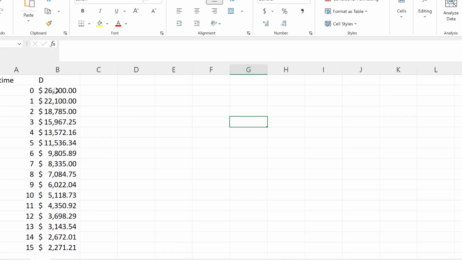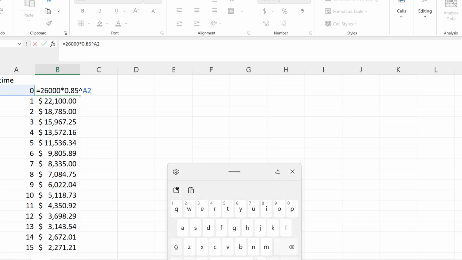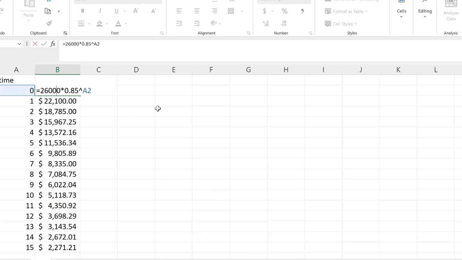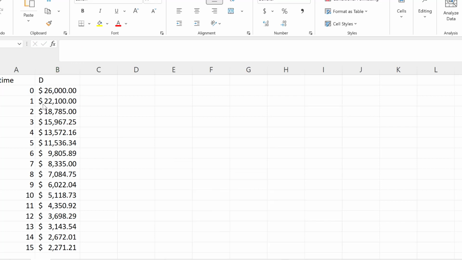If you're wondering what I did, if I double click here, I put $26,000 and I multiply by 0.85 to the power, and for the time I just used that cell. Okay, and then I just double tap at the little square. One second, I have to do escape so it doesn't disappear. Alright, and then I just double tap right here, and it fills out the entire table. Notice the table in the lesson just asks you to go after 12 years, but I went to 15.